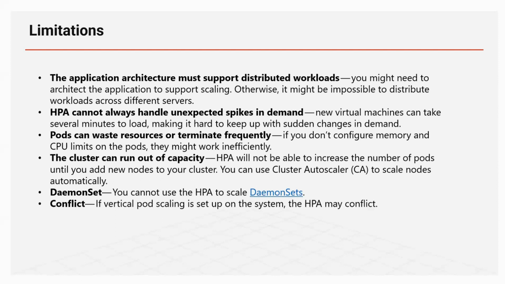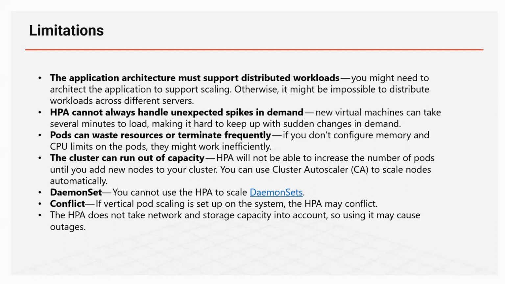And don't conflict your VPA, the vertical pod autoscaler, with HPA. Okay, either use one, or you have to design very tightly to handle HPA and VPA together. Another drawback I can say is that HPA doesn't take network or storage capacity into account. It won't calculate the capacity of the network or storage. It can track latency, but not beyond that. Okay, so there are some limitations, and you should understand them.